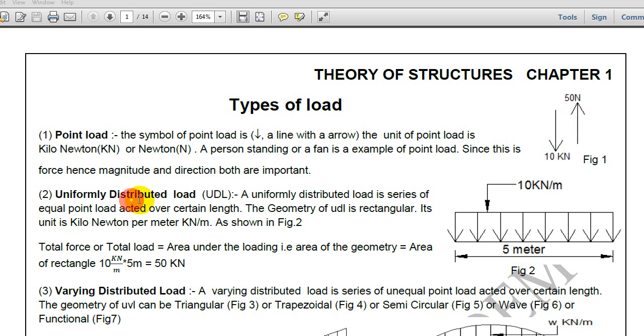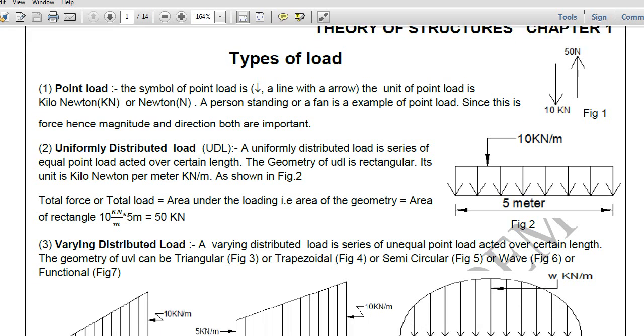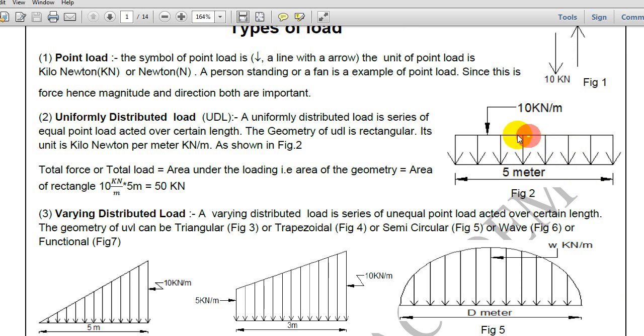The second type of load is the uniformly distributed load. Now if we consider this load, then we have to understand the geometry of the loading. In a uniformly distributed load, the geometry of the loading is a rectangle. I will give you how to differentiate between the point load and the uniformly distributed load.